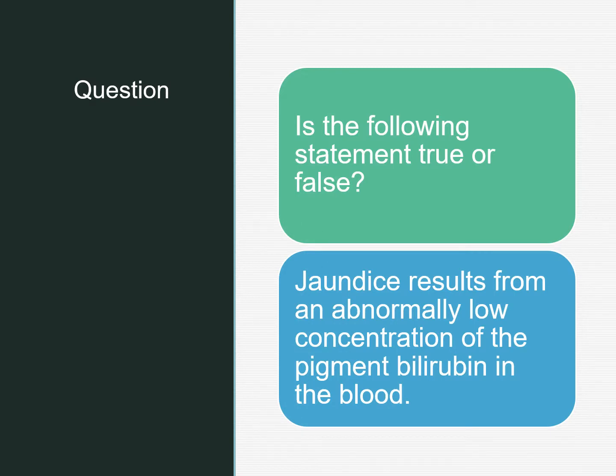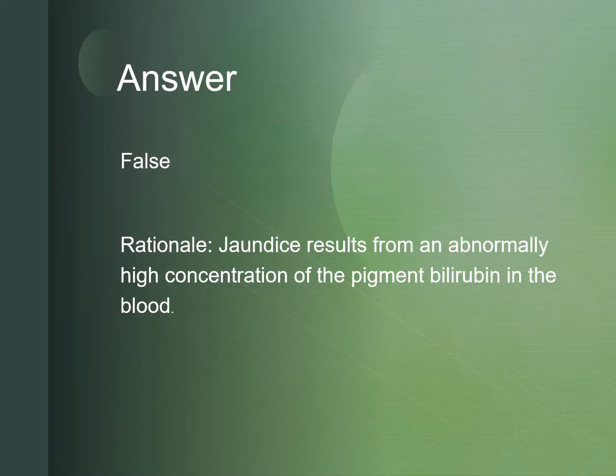True or false? Jaundice results from an abnormally low concentration of the pigment bilirubin in the blood. And we know this is false. It's an abnormally high concentration.